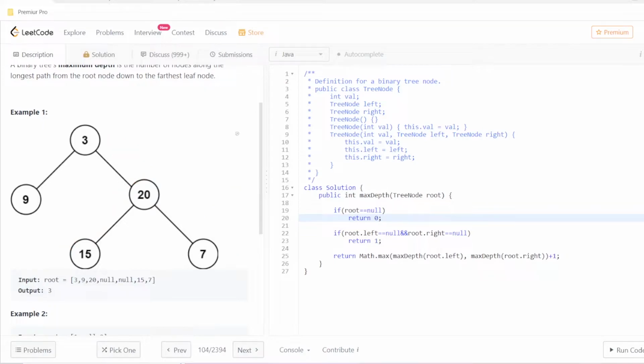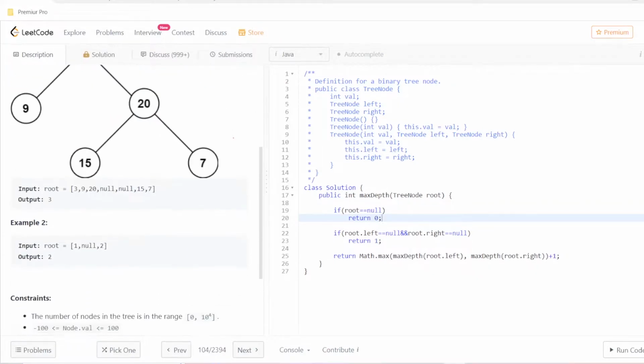Let's take another example. For example, let's say this example, there are only two nodes here. One, this is null and this is 2, so maximum length is 2. Okay, so we'll return 2.